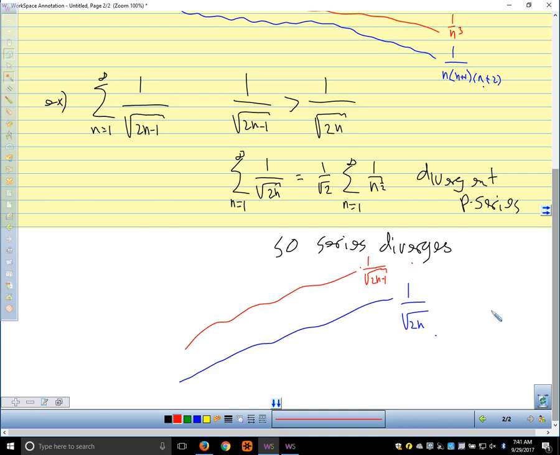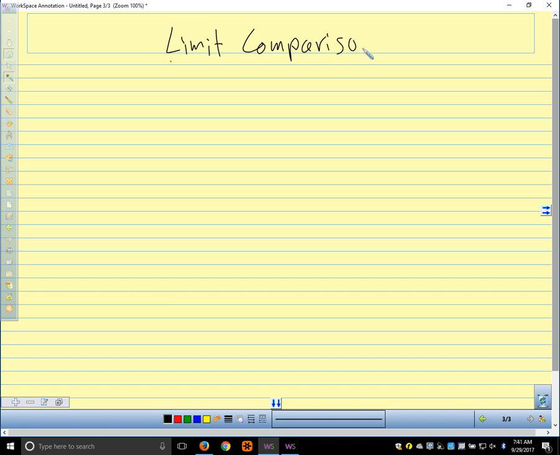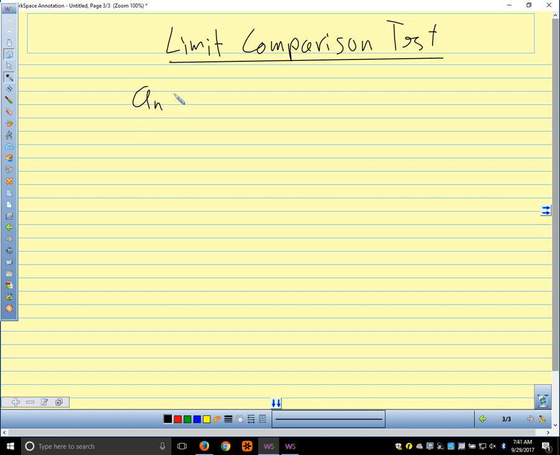All right. Next test is the limit comparison test. This one is Miss Hines' favorite. And I simplify it a little bit, maybe from the way you might have done it before. So our limit comparison test says we're talking about a series with positive terms.